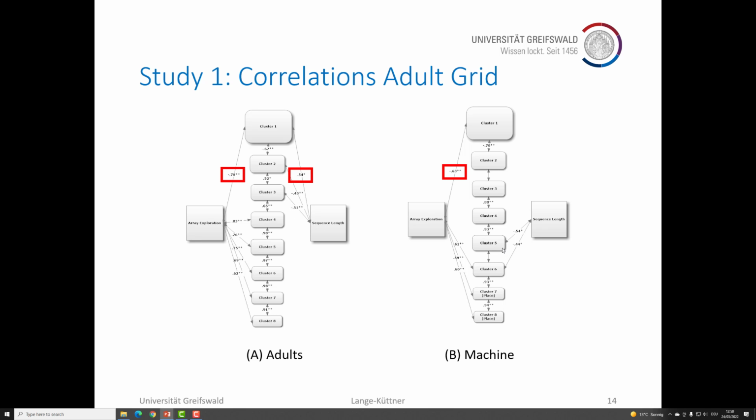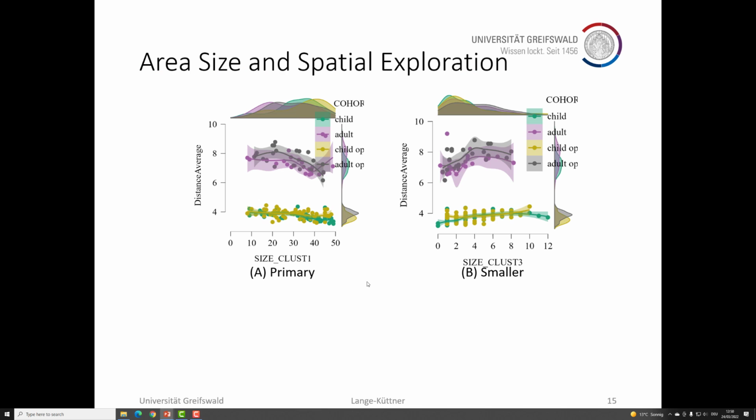And for the adult grid, we also find correlations for the machine. So we have the negative correlation with the primary area, cluster 1, and then positive correlations with area exploration and the smaller clusters, and negative correlations with sequence length. So we do find the same sort of pattern in the human players and in the machine player.